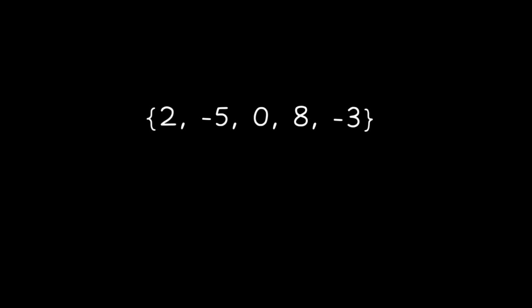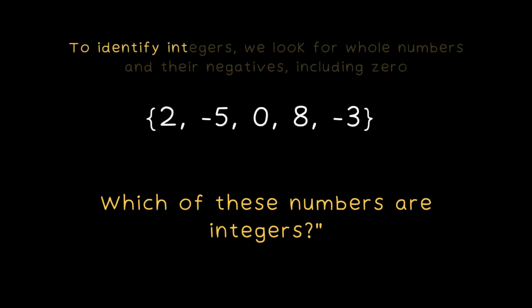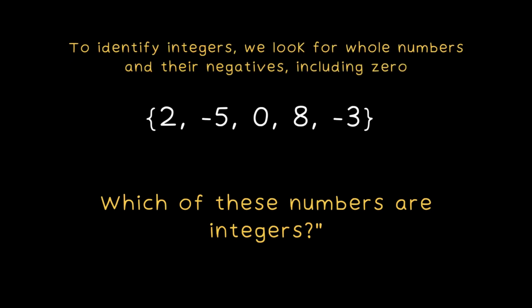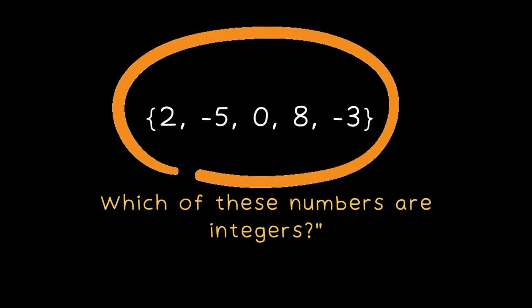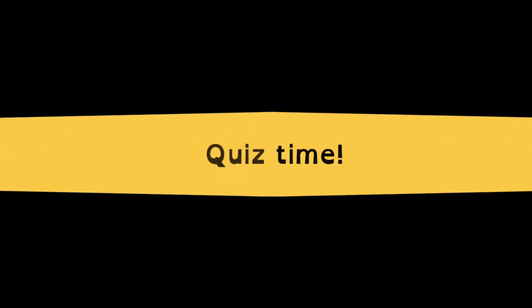Imagine we have a set of numbers 2, -5, 0, 8, and -3. Which of these numbers are integers? To identify integers, we'll look for whole numbers and their negatives including 0. So, the integers in the set 2, -5, 0, 8, and -3 are 2, -5, 0, 8, and -3. You're doing great. Fantastic progress, integer explorers.